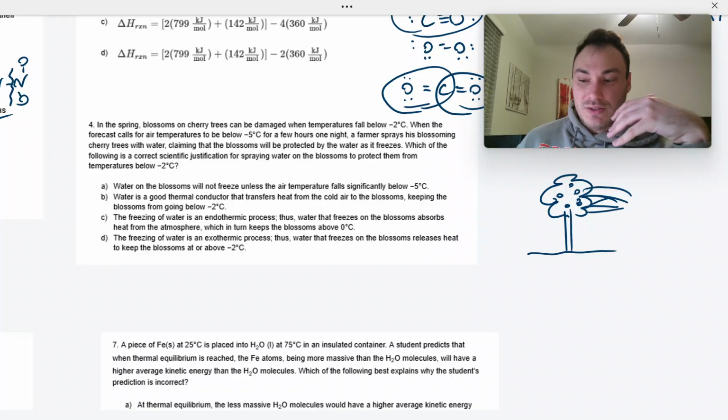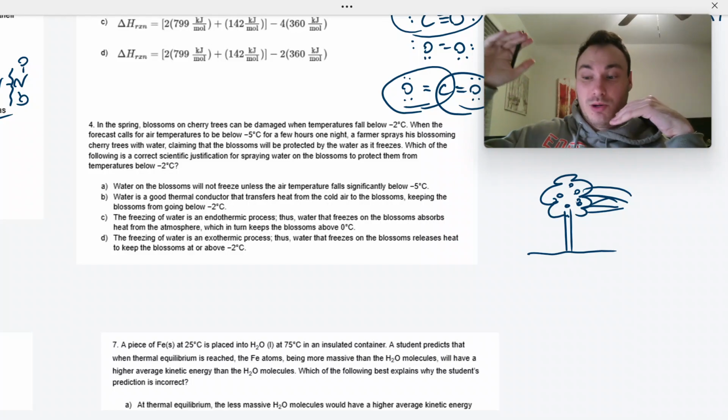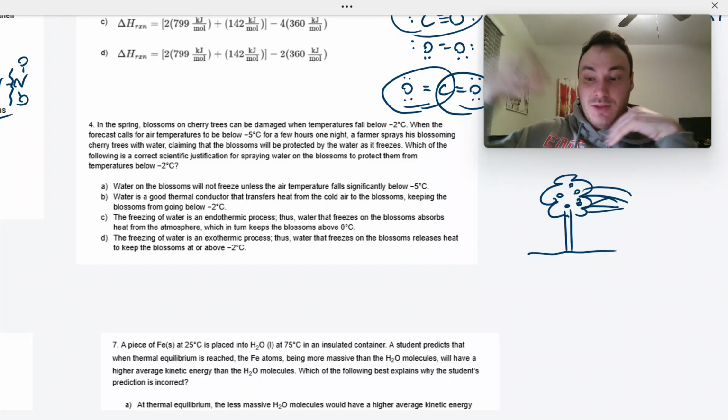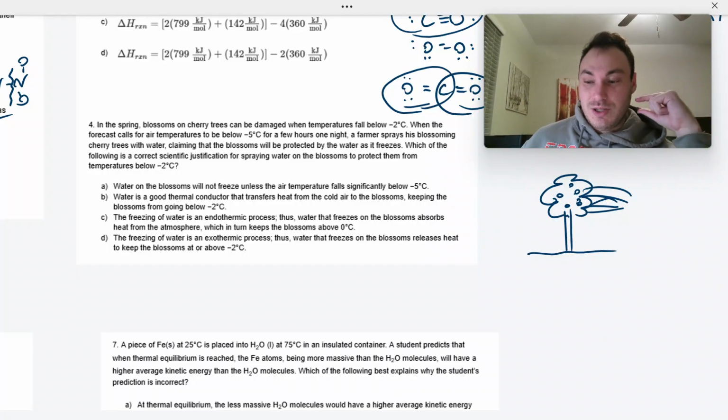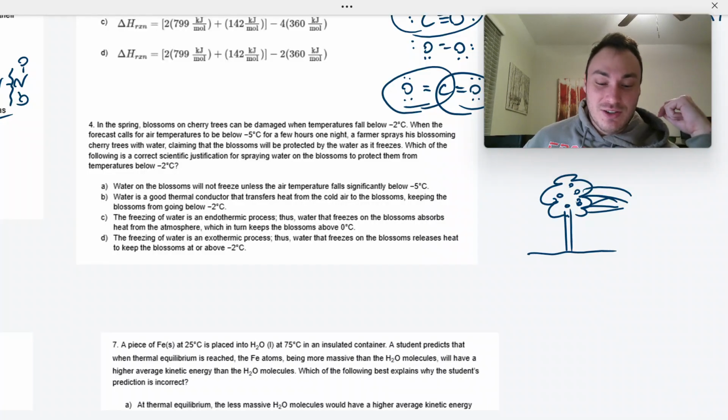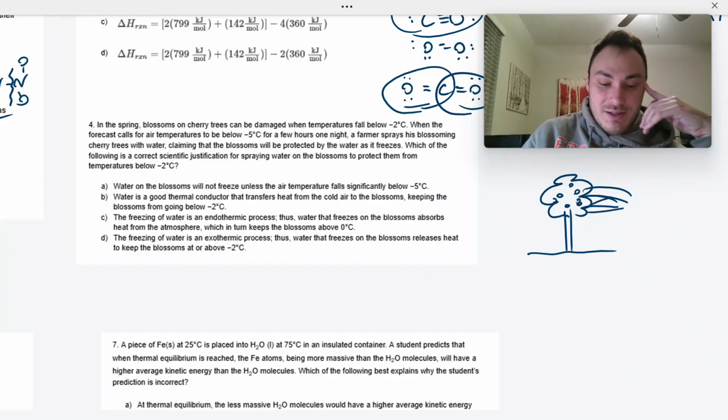When water freezes, it has to release energy because solid is at a lower energy level than liquid. Those liquid particles are at a higher energy, so they have to release their energy in order to go to solid. And that's just enough to keep those blossoms from dying. We don't want to kill those blossoms of the cherry trees. So water freezing is an exothermic process.